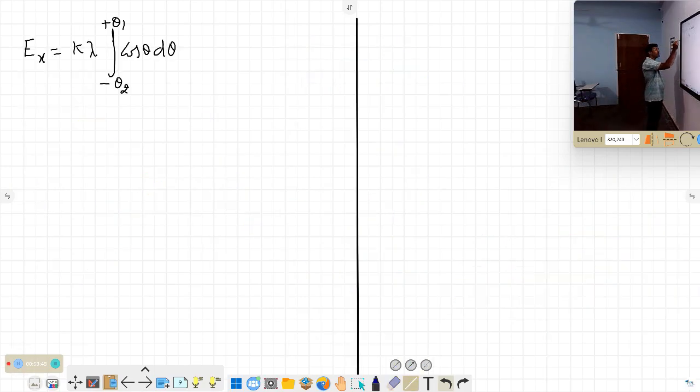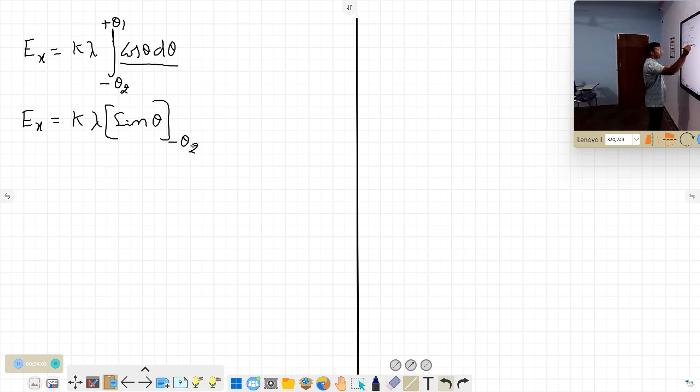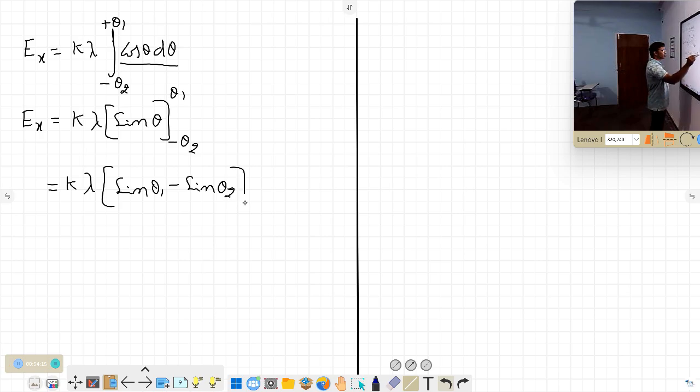Now integrate this one. If you are integrating, Ex is equal to, what are you going to get? k lambda into the integral of cos theta d theta, which is nothing but sin theta. The lower limit of this one is minus theta 2, the upper limit is theta 1. If you apply that condition, that is k lambda into, I can write in the bracket, sin theta 1 minus of minus, which becomes plus, sin theta 2. So this is one of the expressions you got.